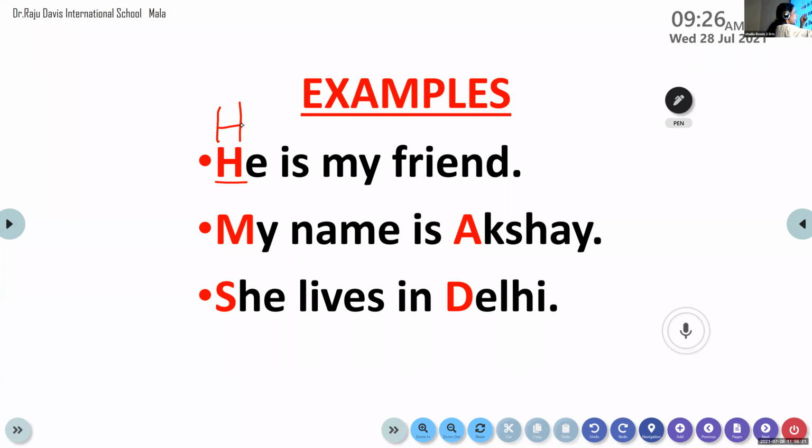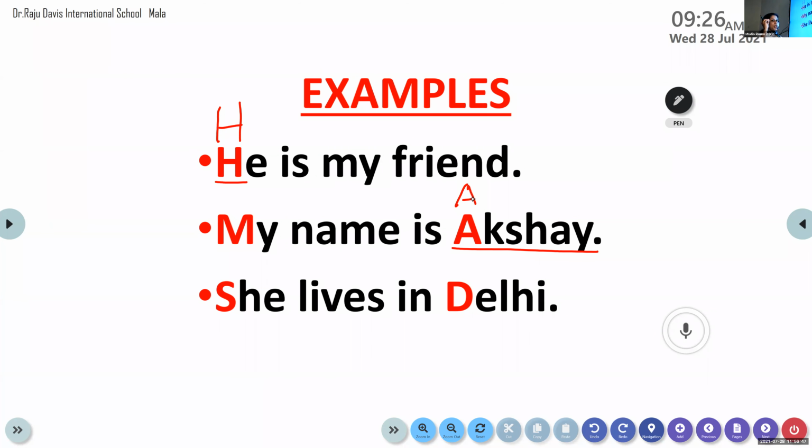And also you can find the name of a person here, Akshay. Akshay also we have to write using a capital letter A, because his name starts with the letter A. So the letter A should be written in capital letter as it's the name of a person. So the name of a person should always begin with a capital letter. Now let's move on to the third sentence.